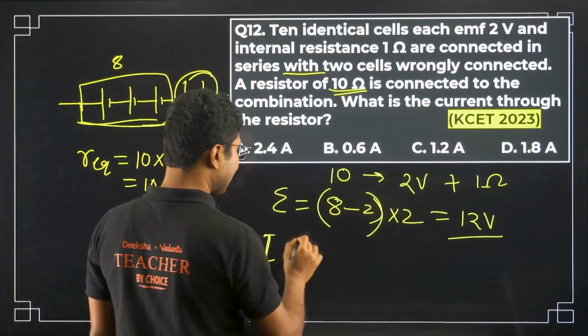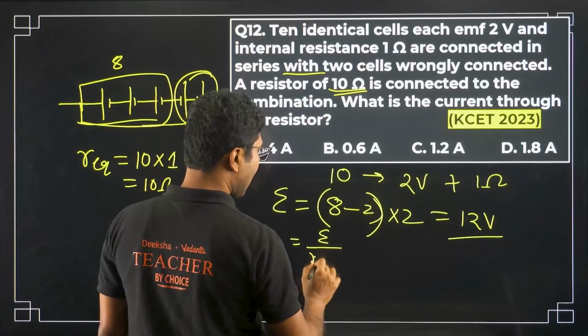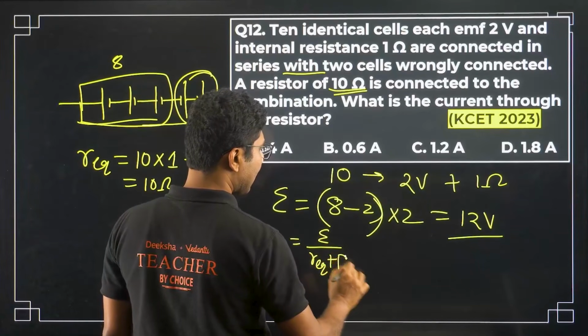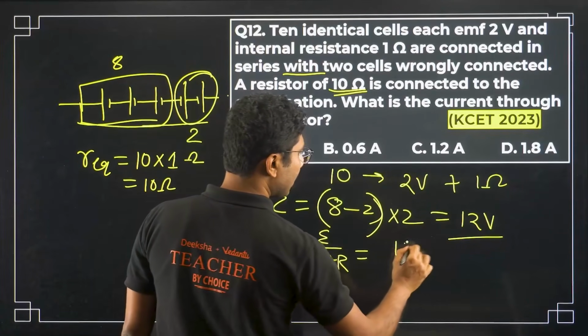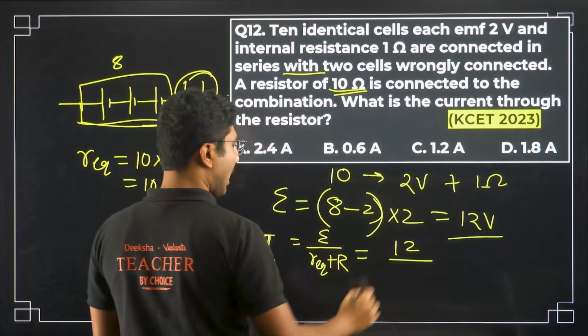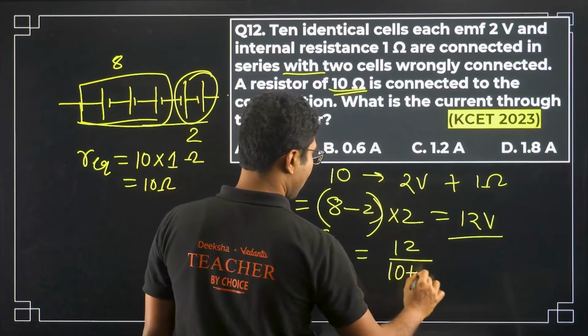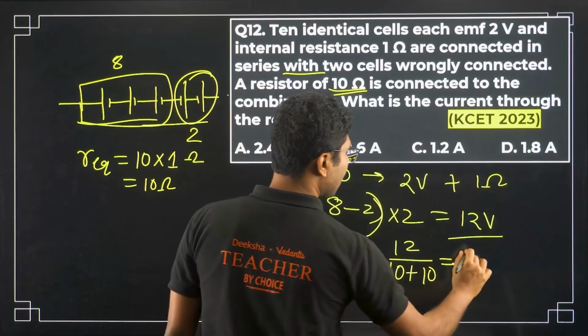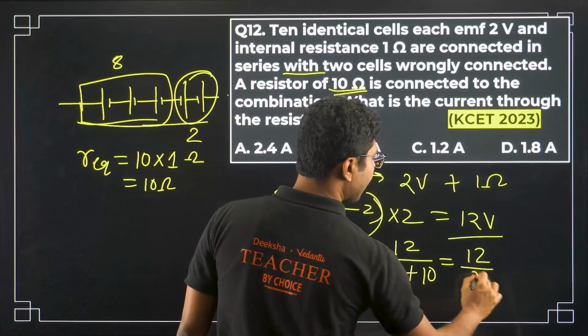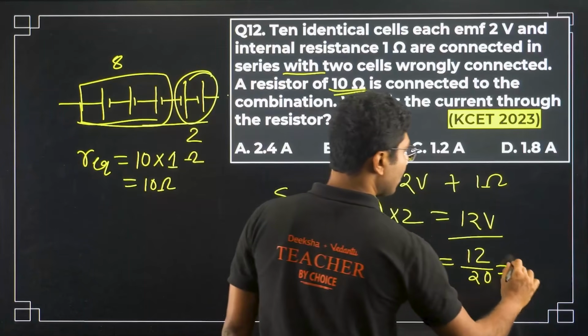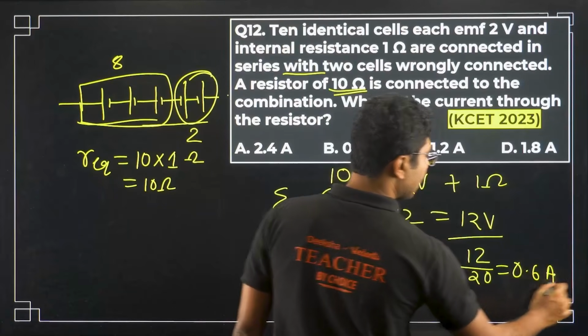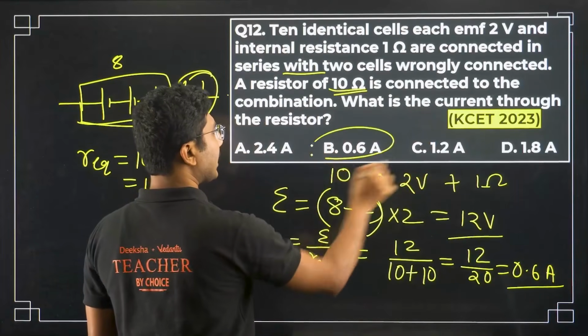So current is basically epsilon divided by R equivalent plus R. Epsilon is 12 volt, R equivalent is 10 and capital R is also 10, so it will be 12 divided by 20, that is 0.6 ampere. So the correct answer is this.